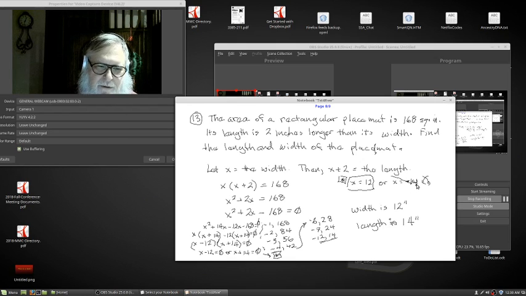Now, how many of you have seen a placemat with a width of negative 14 inches? Okay, it doesn't make sense, right? So we throw this out as an extraneous solution. It works mathematically, but not in the real world. So that tells us that x has to be 12 inches actually. So the width of our placemat is 12 inches, and the length then is 2 inches more than that, or 14 inches.